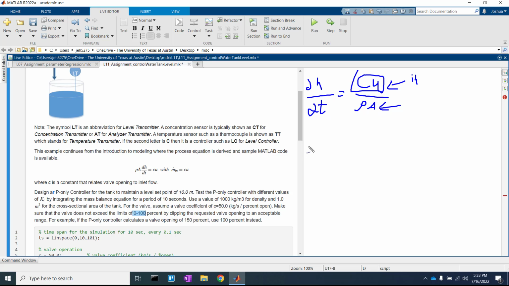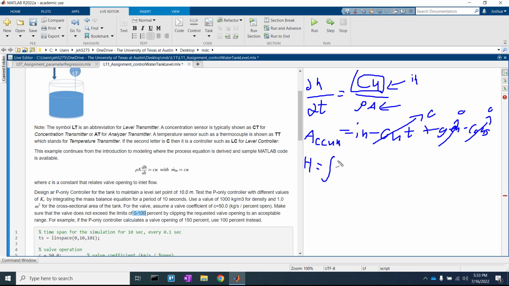If we think about it generally, in a chemical engineering equation, we have accumulation equals in minus out plus generation minus consumption. Well, right now it's a perfect tank, so there's nothing coming out. We're not generating water, and we're not consuming water. So the only thing that's accumulating is in. So that's our balance right here. Accumulation over time would be this dH/dt, and height would be equal to the integral of dH/dt over time.